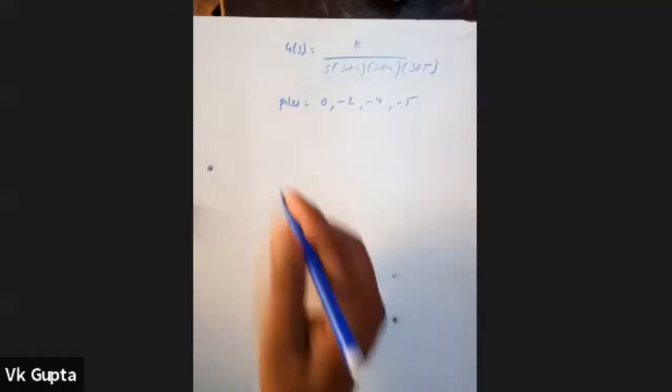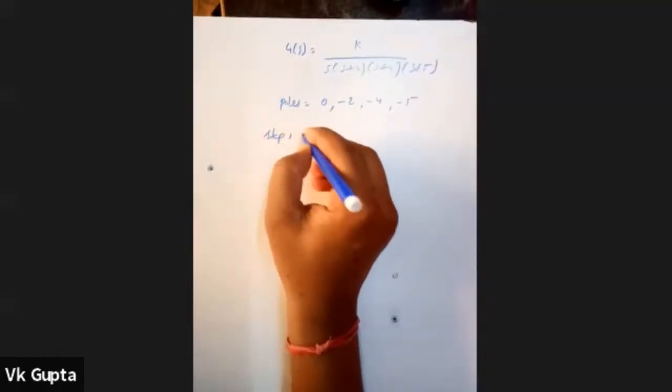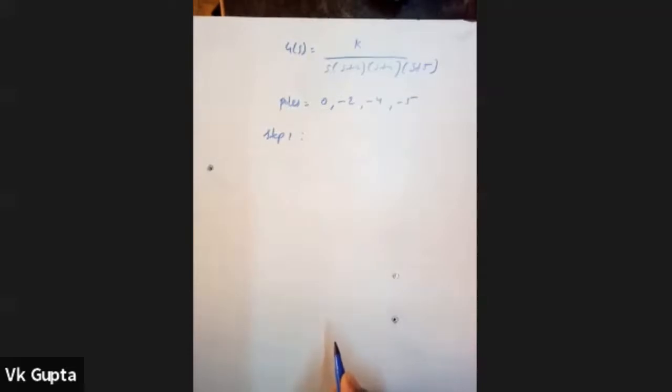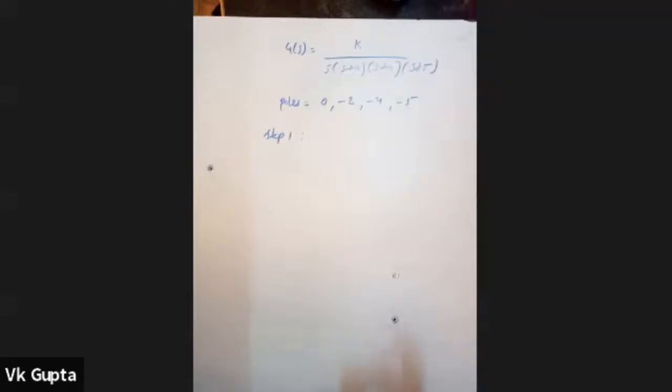It is observed that people are not writing step number 1. Please write everything neatly. Step number 1: how many poles are there? 4 poles. Hence, the number of branches in the root locus are 4.